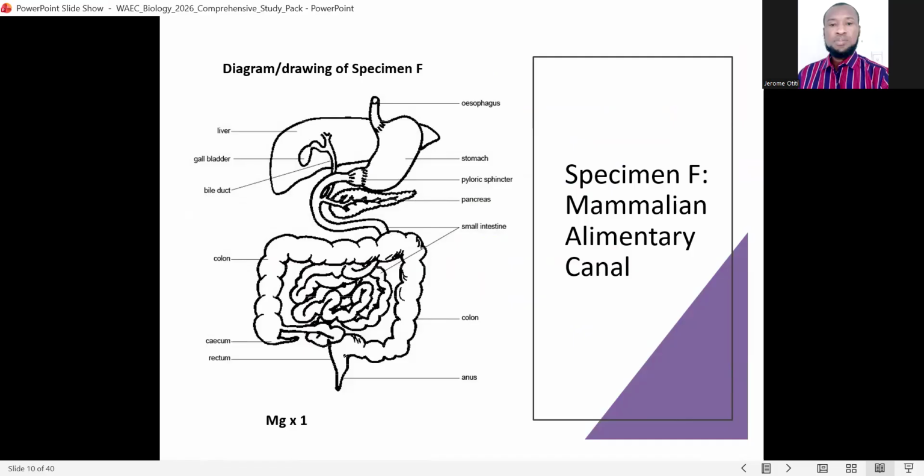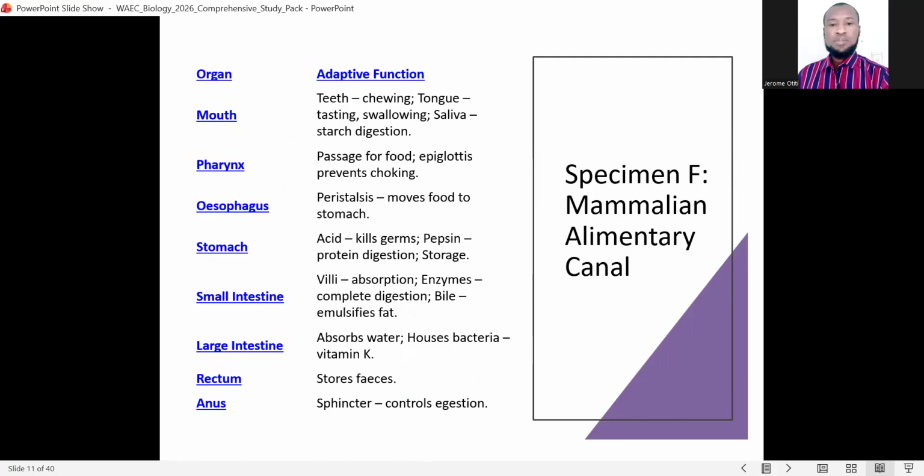This specimen A is very important, the mammalian alimentary canal. Your diagram must have a title, must have a magnification, and lines of label ruled with a ruler; lines should not cross each other. The organs that make up the alimentary canal, the parts and their functions, must correspond. The enzymes that act in the mouth, the intestine, and the stomach, what they represent, you should know that.